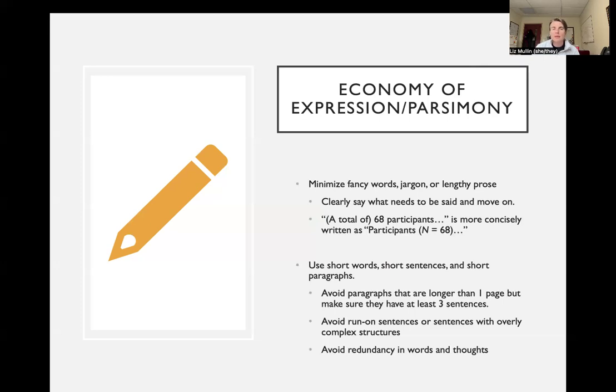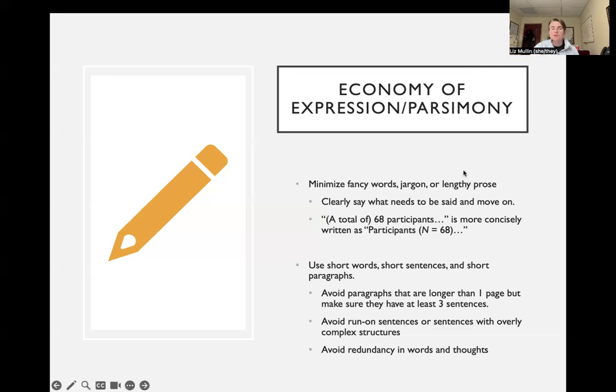So generally in APA style, or in scientific writing in general, we try to minimize fancy words, jargon, or lengthy prose. And when I say jargon, what I'm talking about is technical terms that are really only used in the context of a certain thing. You really want to focus on clearly saying what's being said and move on. So you really just want to get the point across. You don't need to spend a whole lot of time drilling down on a point.